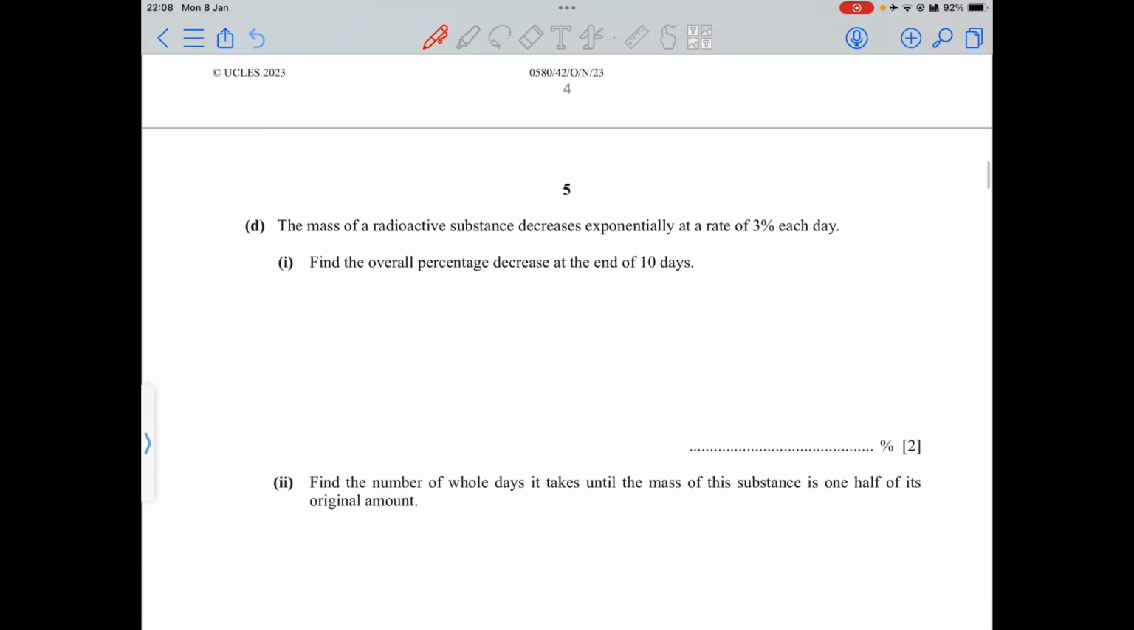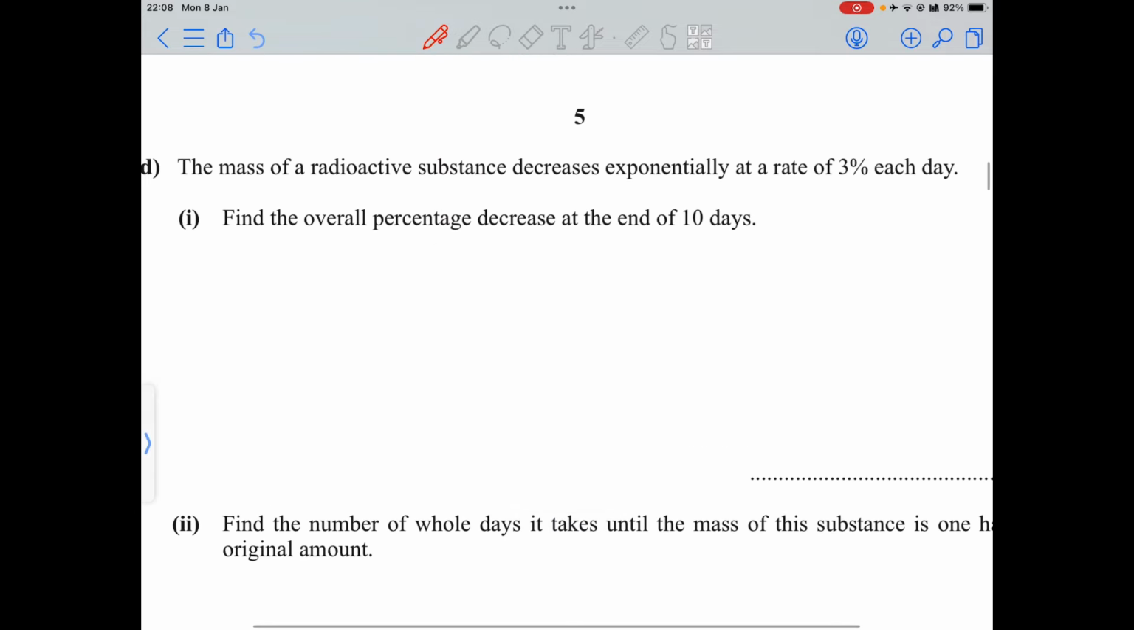The next question: the mass of a radioactive substance decreases exponentially at the rate of 3% each day. Find the overall percentage decrease over 10 days. In this question, rather than complicating it, you're just going to do this. Let's say that initially the mass was 100. Then it's decreasing by 1 minus 3 over 100 for each day, and you have 10 days. This will give us how much mass is left.